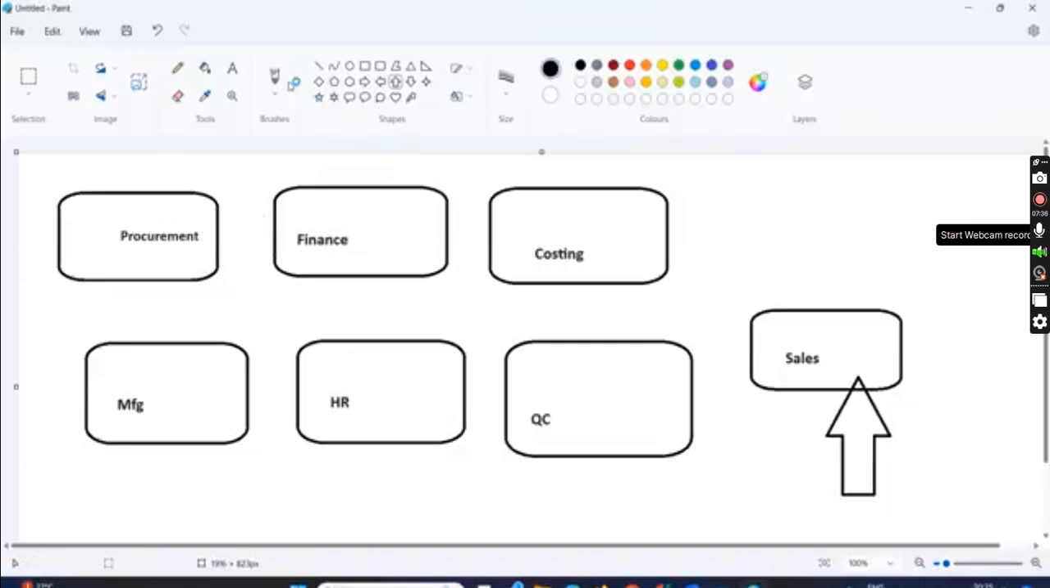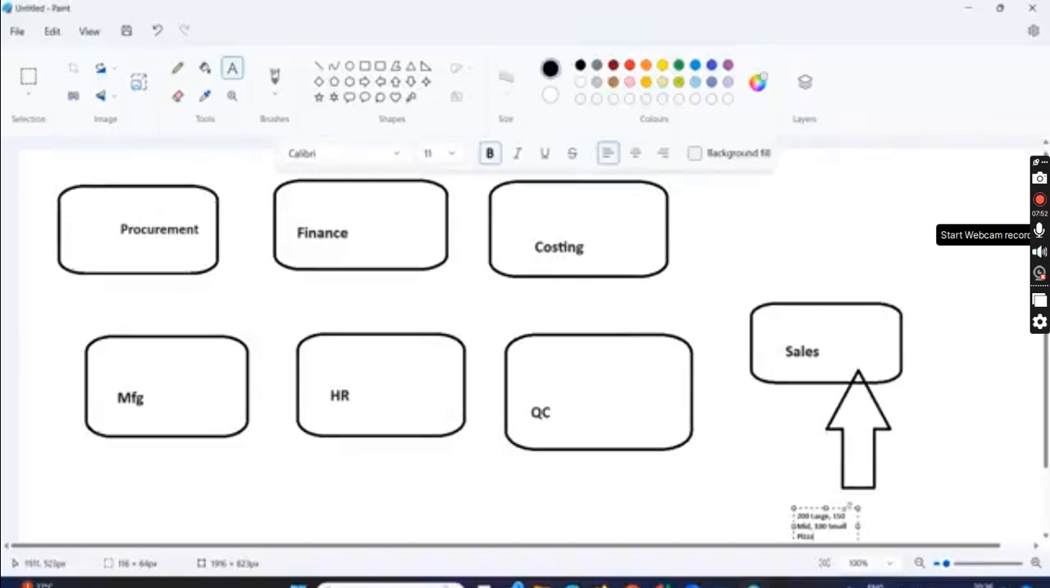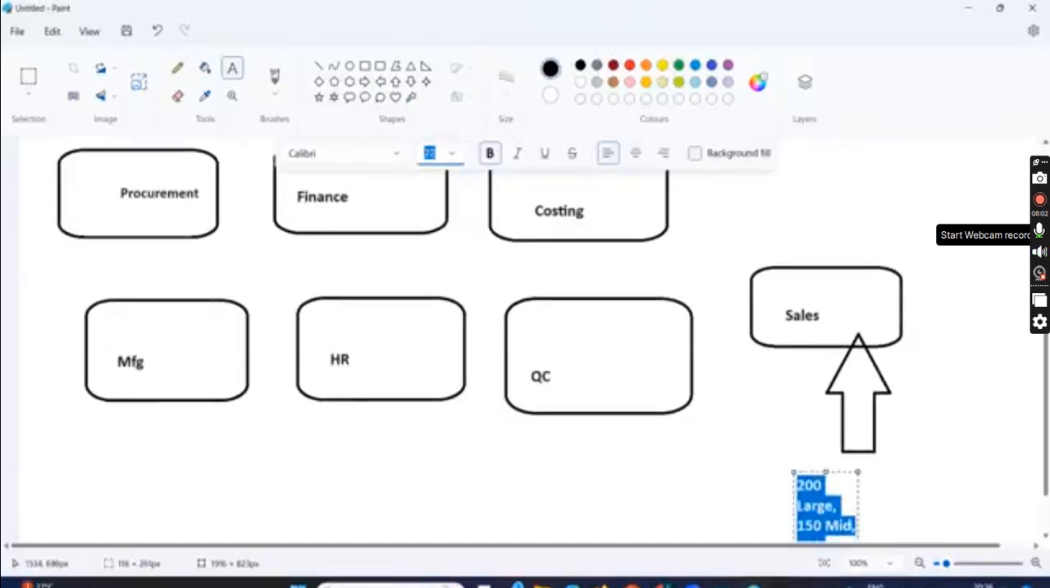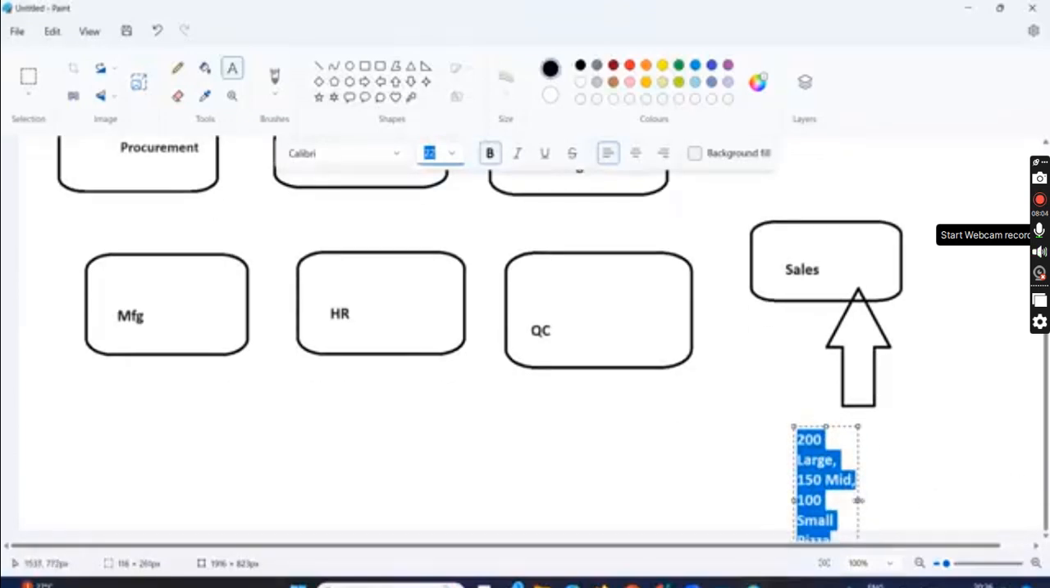So I need maybe 200 large, 150 mid, and maybe 100 small pizzas. Just giving an example. This is the order he's going to place. Before he places it, he goes to the sales department and asks how long it will take to prepare the order.